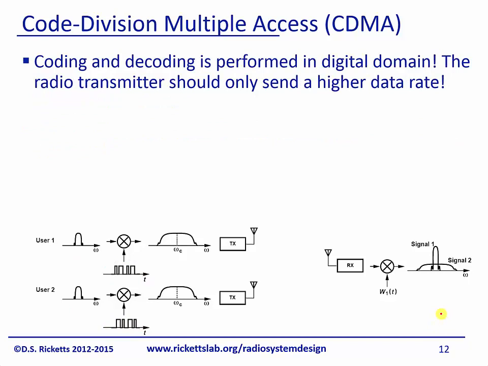The coding and decoding is all performed in the digital domain, so you can probably immediately see why this is a benefit, because all of the complex math that's needed is done digitally, which we have high-end microprocessors for, and the radio part, the front end, which would be the transmitter and the receiver, have less of a burden because to them they're just transmitting a wider bandwidth signal.